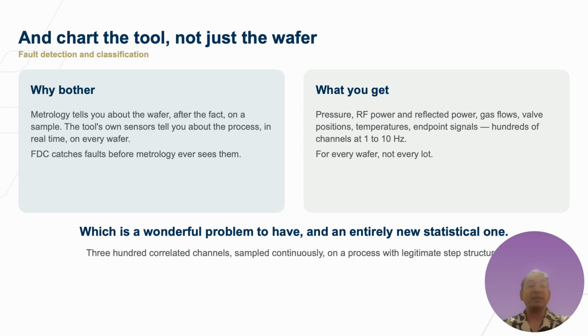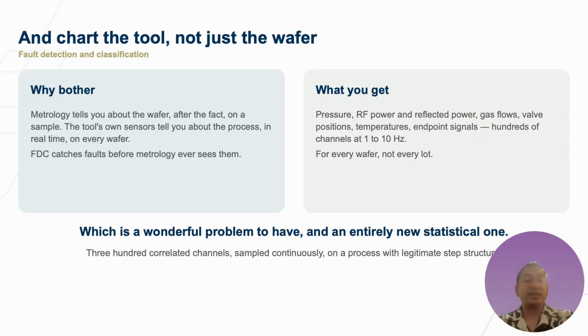One more source of data, and that is where we go multivariate. So far, everything we have charted came from metrology, measurements on the wafer after the fact on a sample of wafers. The tool itself is also producing data continuously on every wafer, whether you look at it or not. Pressure, RF forward and reflected power, gas flows, valve position, temperature, endpoint signal. Hundreds of channels at 1 to 10 Hz for every wafer, not every lot. It is available immediately, not after the metrology queue.